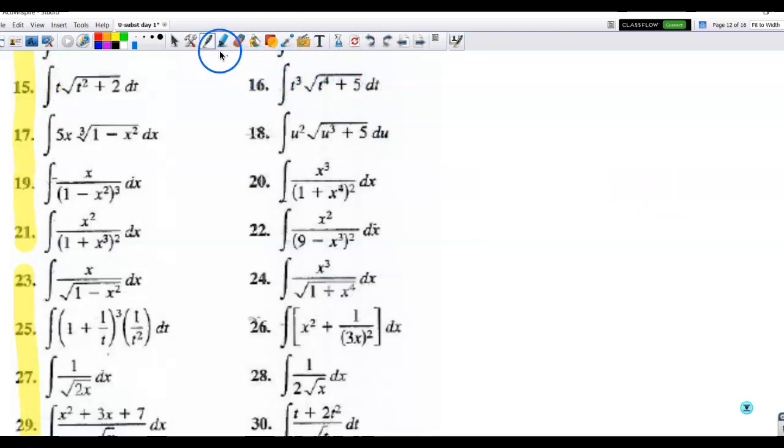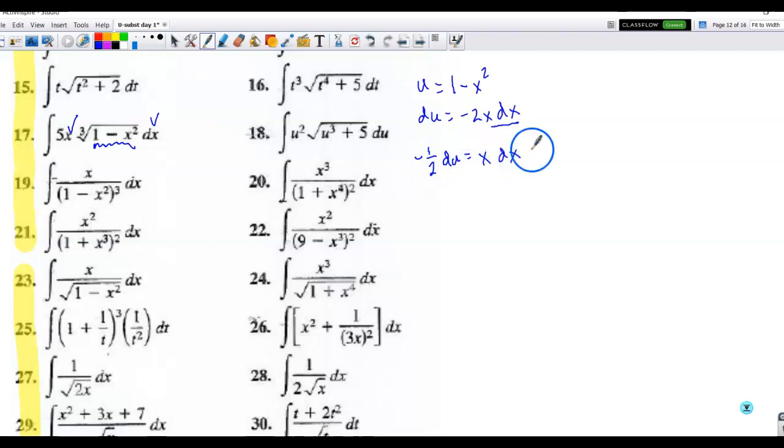Number 17. In number 17, I have an inside function of 1 minus x squared, so u is equal to 1 minus x squared. Du is negative 2x dx. Use my math eyes to come over here, and I see a 5. I see an x dx, so that's good because I have an x dx right here. So clearly I don't need that negative 2, so I'm going to divide it to the other side, just like I have before.